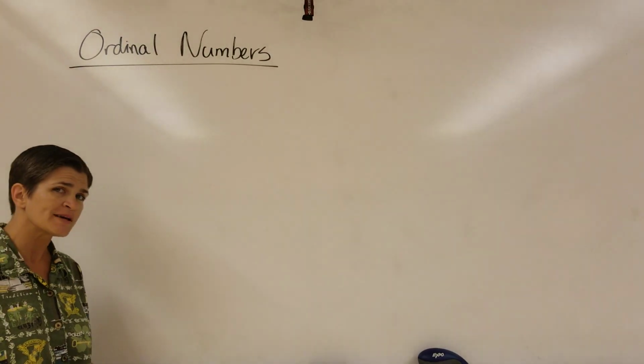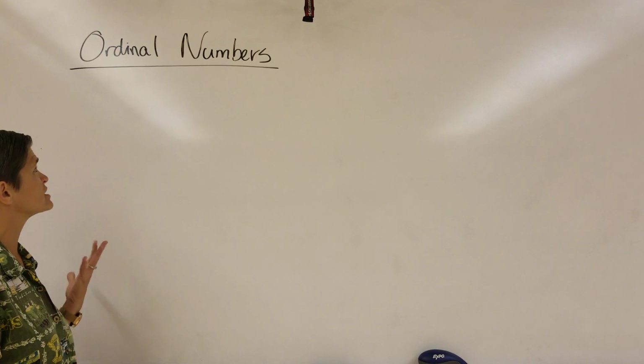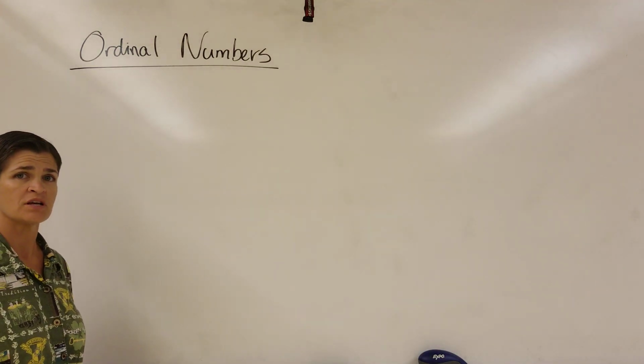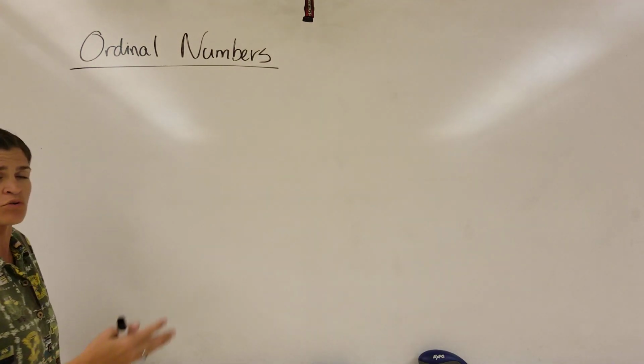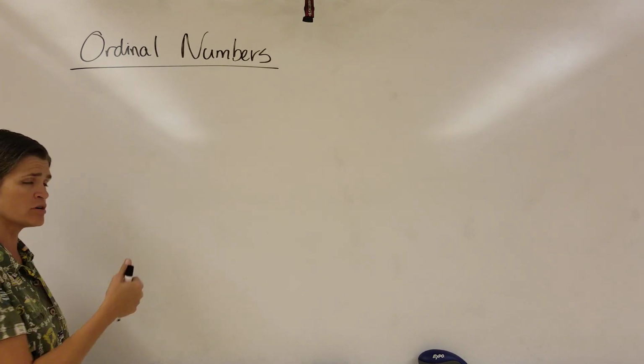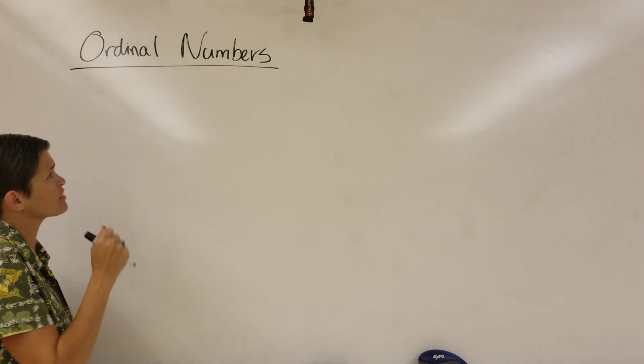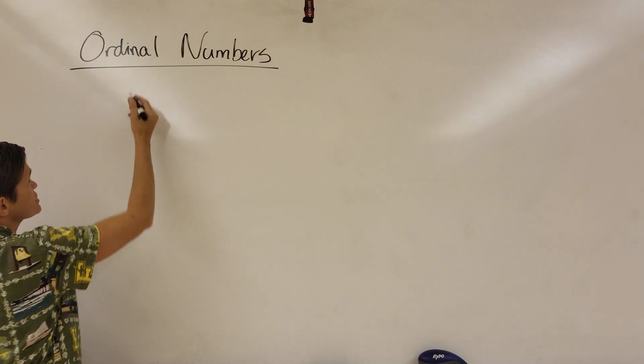The last grammar concept for Spanish 1, Chapter 2a is the use of ordinal numbers. Ordinal numbers are numbers that dictate the order of things. So we already knew the cardinal numbers, 1, 2, 3, 4, 5. Now here's the ordinal numbers to say what order things are in.